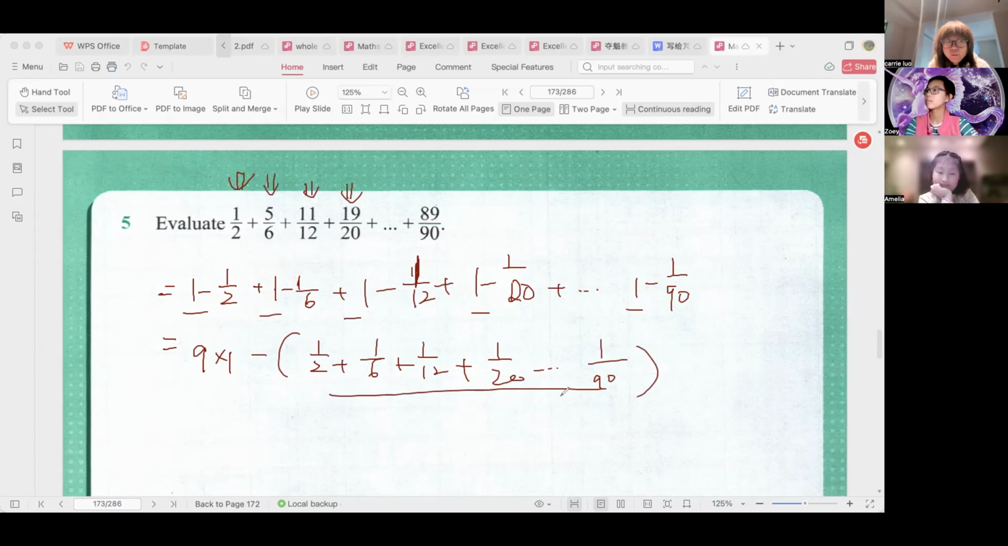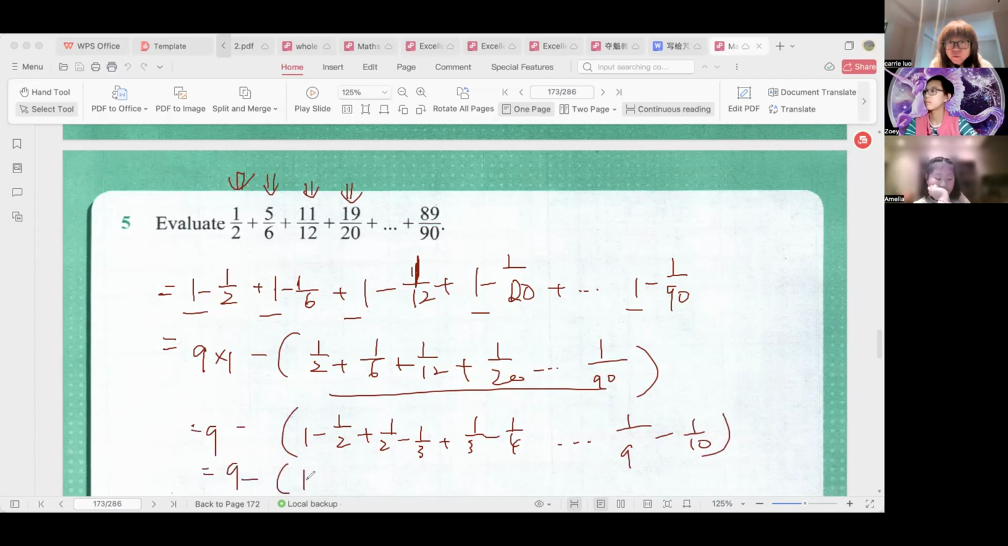We know how to do this one. This one we learned early. It's 1 minus half plus half minus third plus third minus fourth plus all the way to 1 over 9 minus 1 over 10, right? So what is it? 1 minus 1 over 10 equals 9 minus 9 over 10 equals 8 and 1 over 10. Understand?